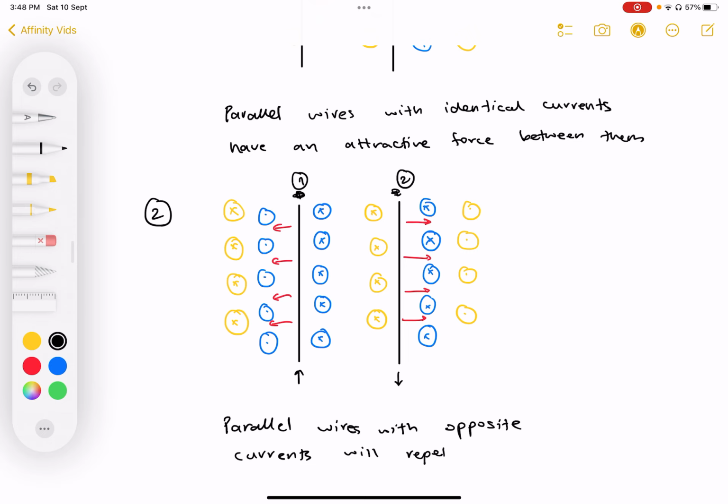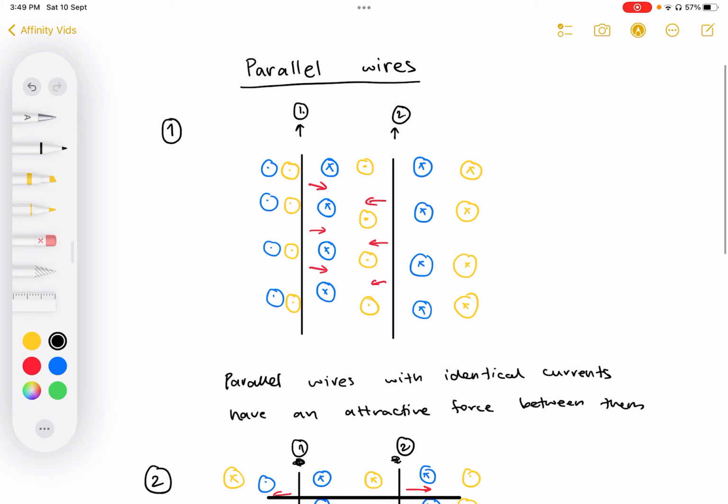So this is what we need to know about parallel wires. Hope this explanation helps.